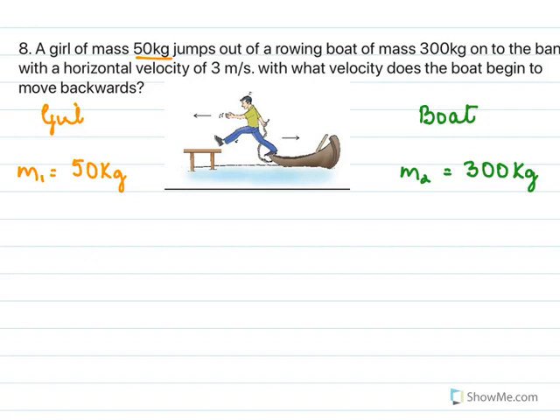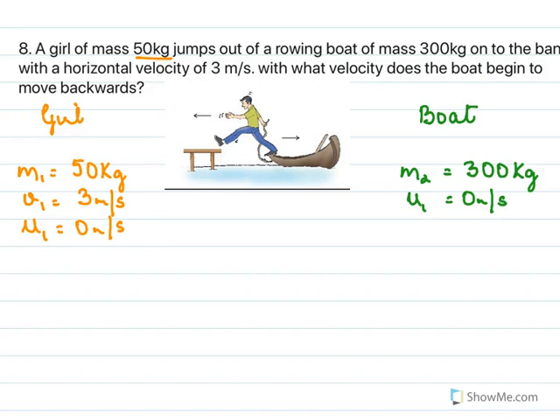So the final velocity is 3 meter per second. Why final velocity? The initial velocity will be 0 because first the men here and the boat were at rest. So the initial velocity was 0. Even of the boat, the initial velocity was 0 meter per second.